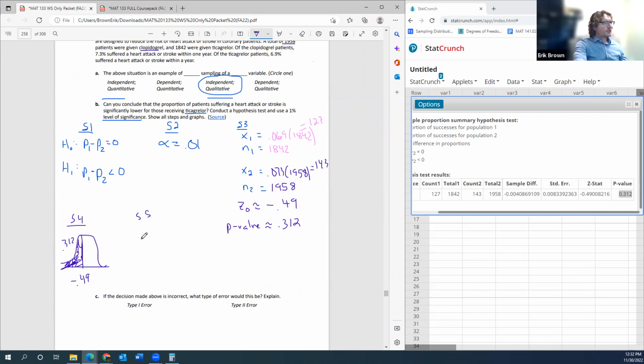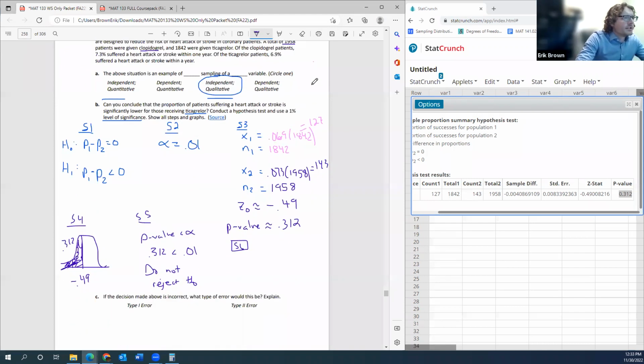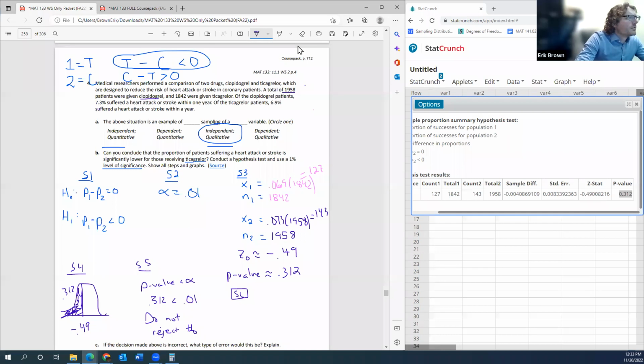Step 5 is the p-value less than alpha. So 0.312 less than 0.01, far from it. So do not reject H0. And then step 6. There is not sufficient evidence to support the claim that the T drug is significantly lower.